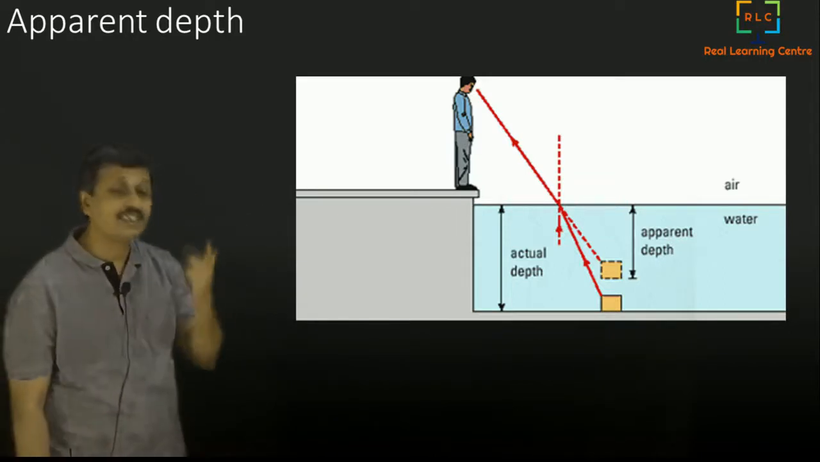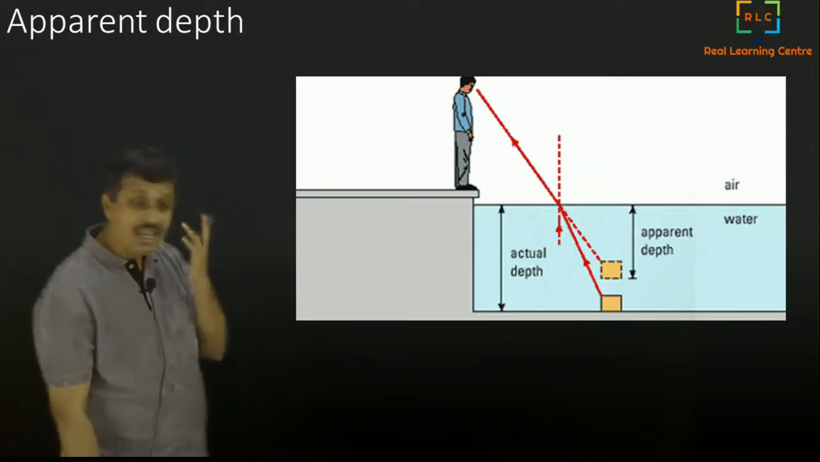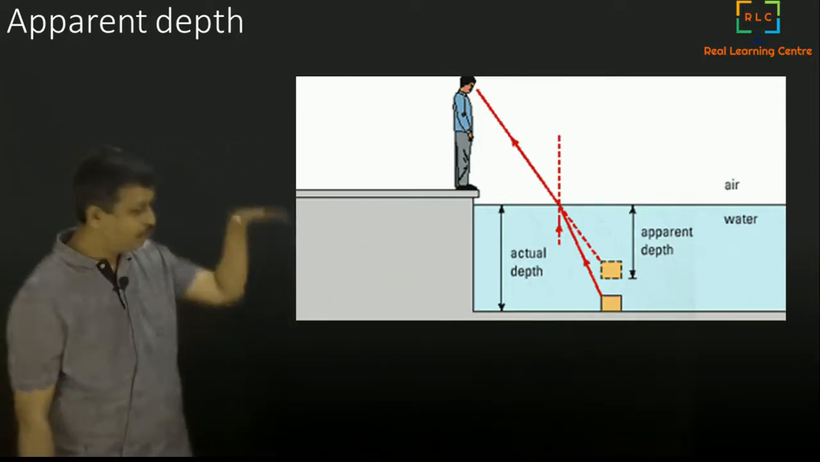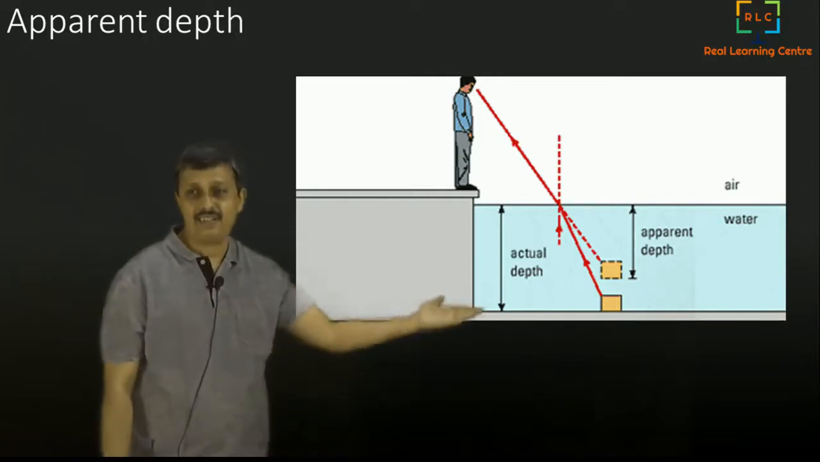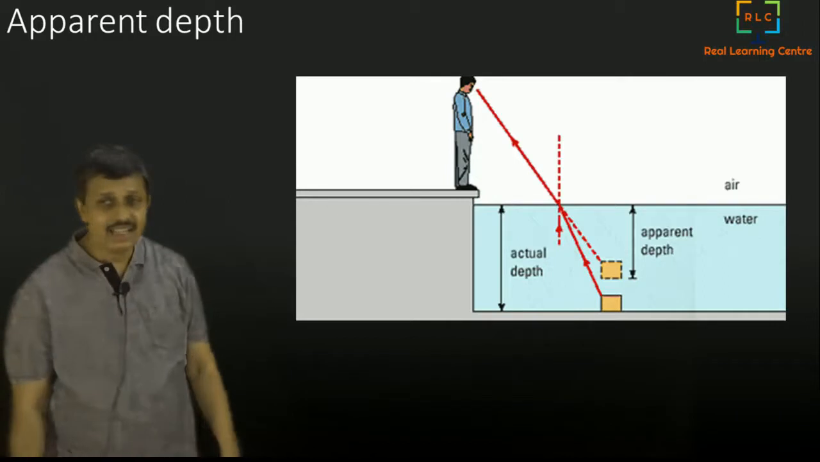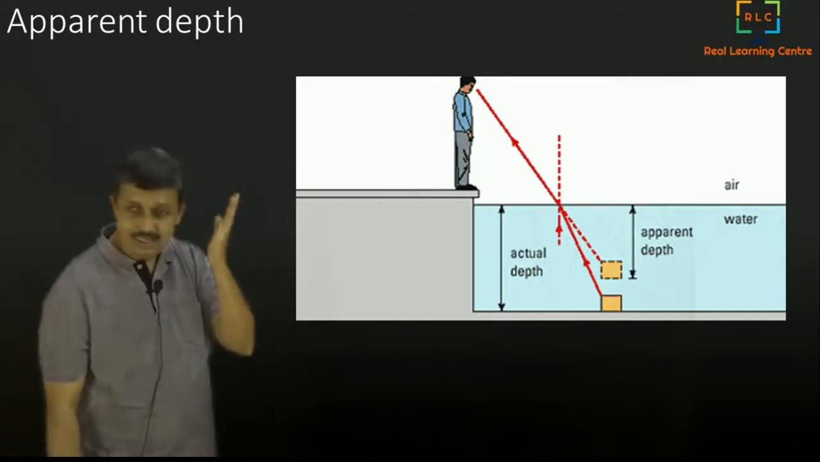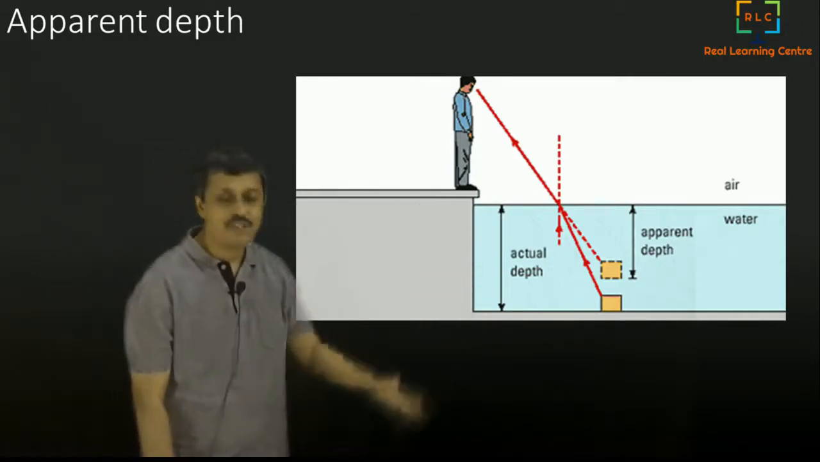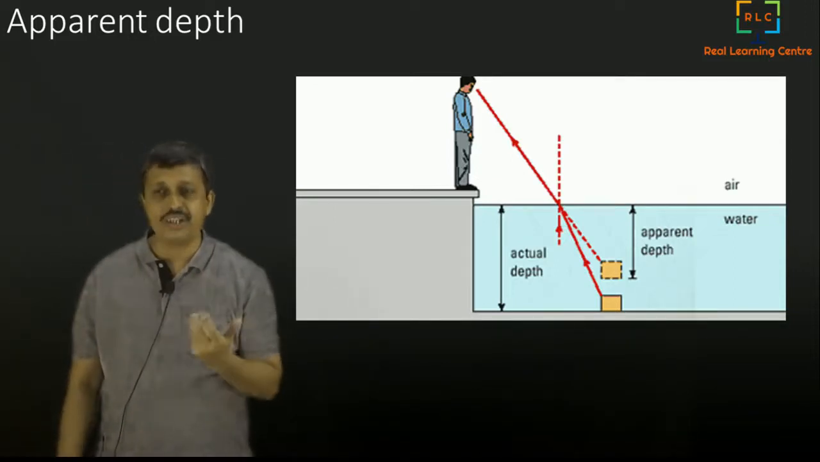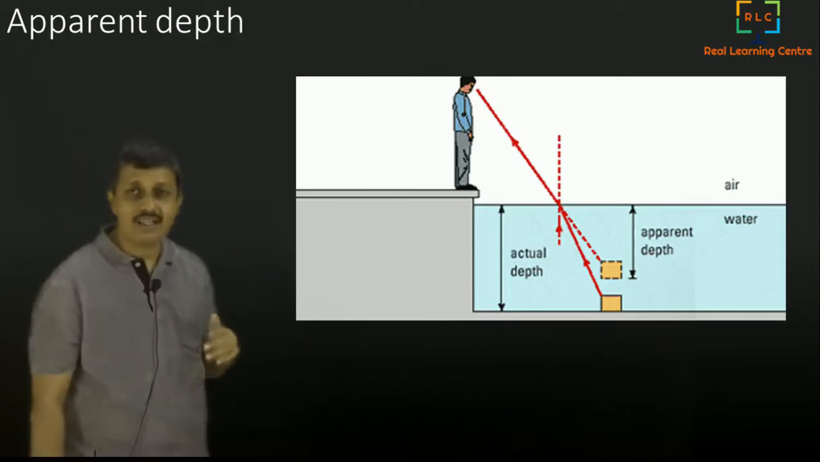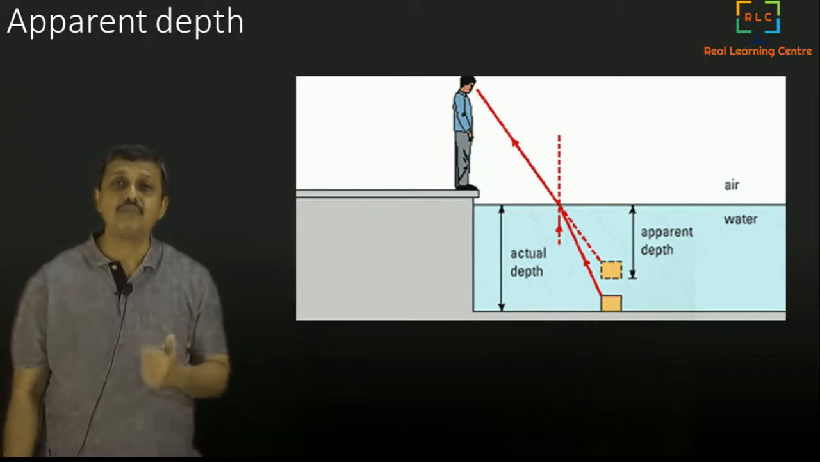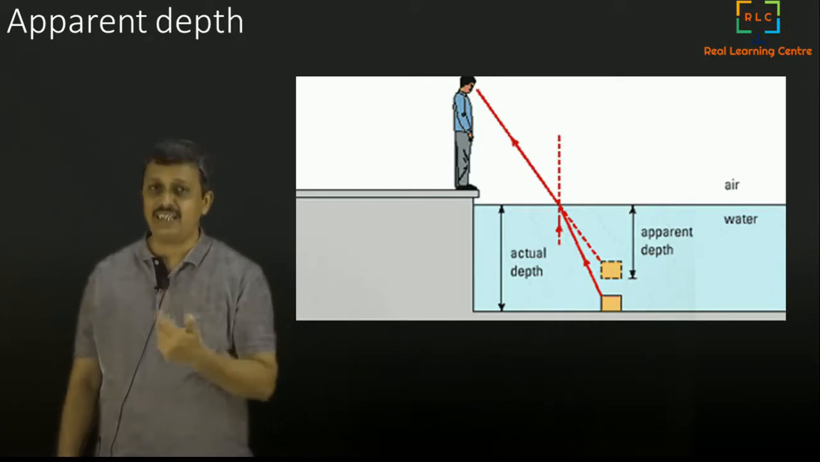When it reaches my eye, my habit is to project it in the other direction, straight. So when I project it, it looks slightly higher instead of on the floor. So the actual depth is something, and the apparent depth is smaller. You can very easily show that apparent depth and real depth are related to how much it is bending, and how much it is bending simply depends on the refractive index.